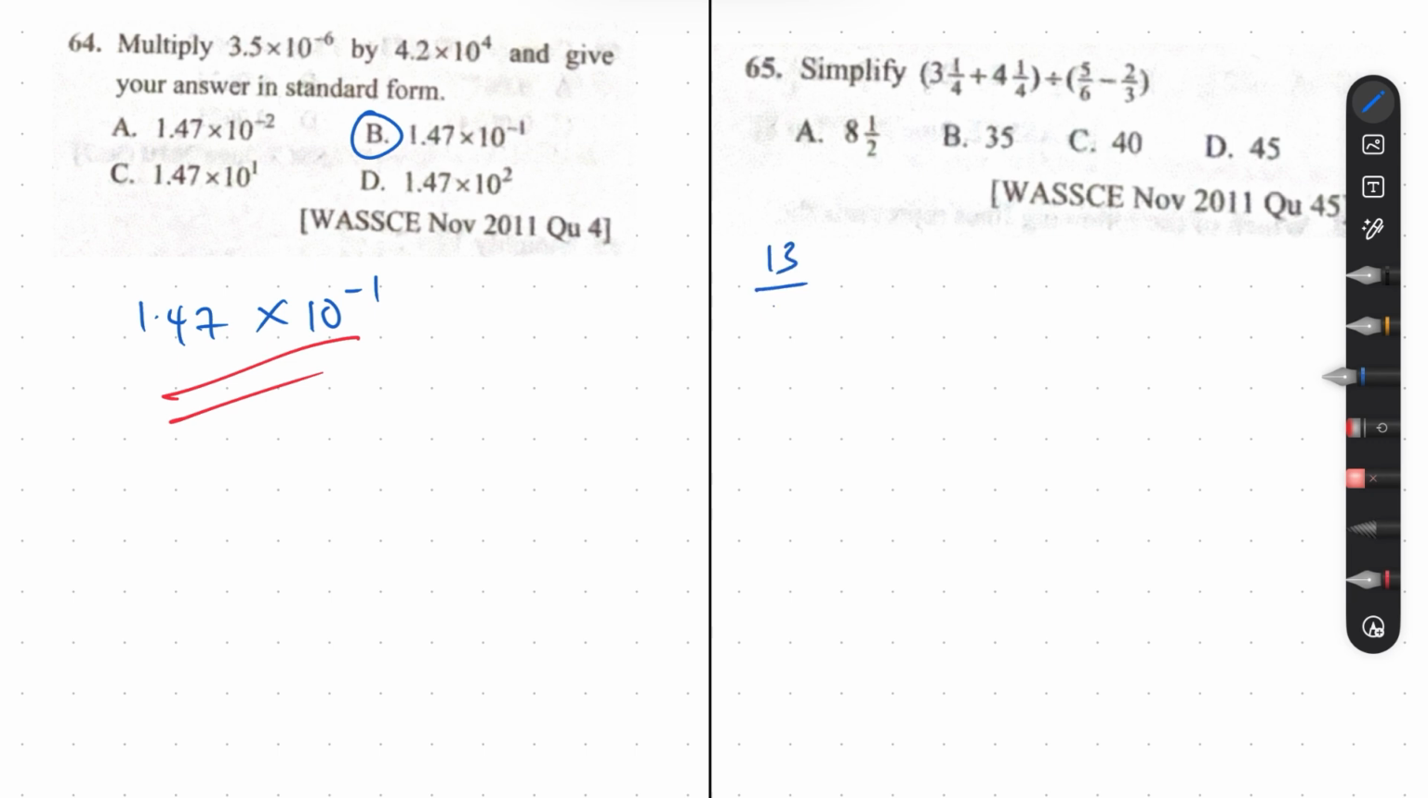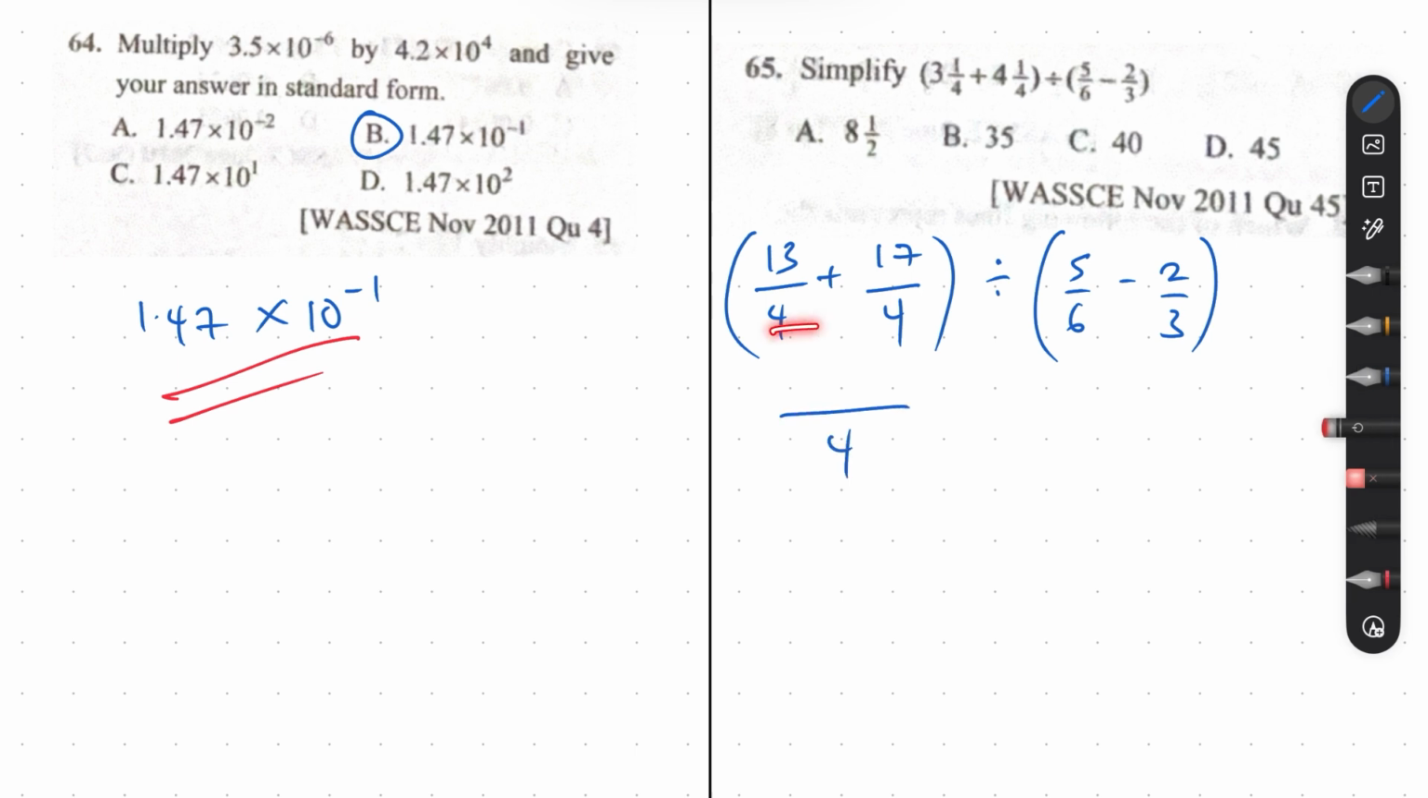Okay. So we have 13 over 4 plus 17 over 4, okay, divided by 5 over 6 minus 2 over 3. Okay, cool. Now let's find the LCM. Over here we have the LCM to be what? 4, because we have 4. Okay, then we have 4 into 4 once times 13 is what? 13 plus 4 here once times this 17. Okay, so we have 13 plus 17.